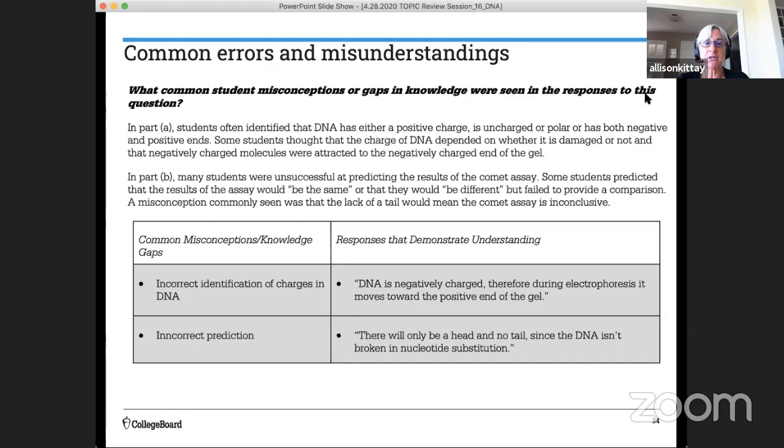And then in part B, many students were unsuccessful at predicting the results of that COMET assay. Some students predicted that the results of the assay would be the same or they would be different, but they did not give a comparison. So that's just remembering to complete your thought. A misconception commonly seen was that the lack of a tail would mean the COMET assay is inconclusive. So a common misconception or gap in knowledge was incorrect predictions, and a response that demonstrates understanding is: there will be a head and no tail since the DNA isn't broken in nucleotide substitution.